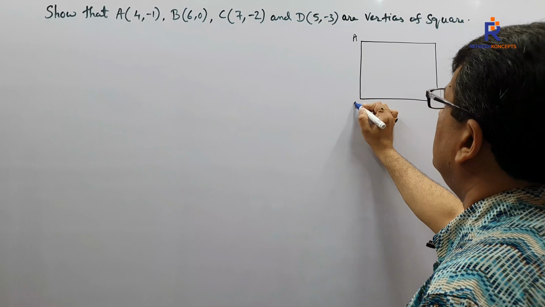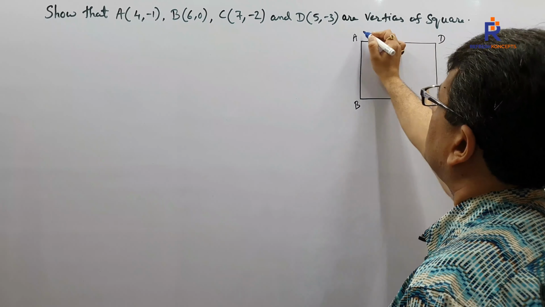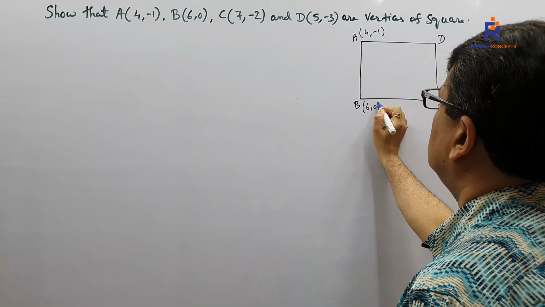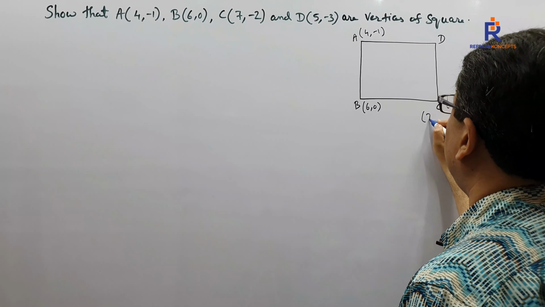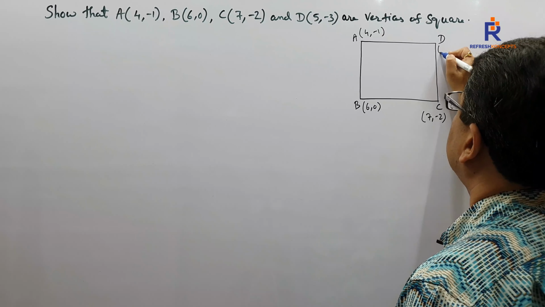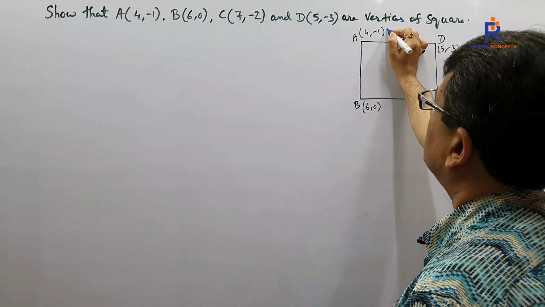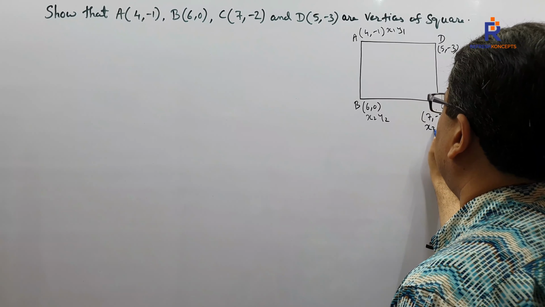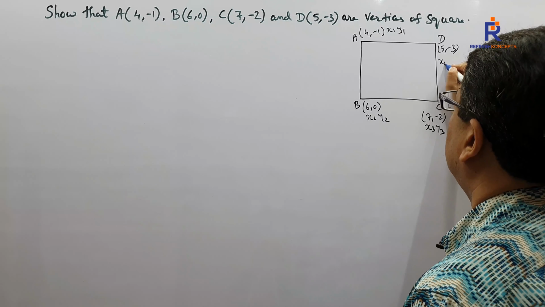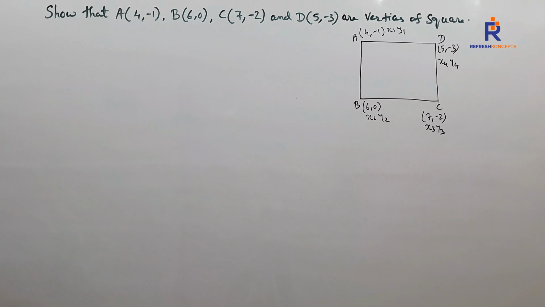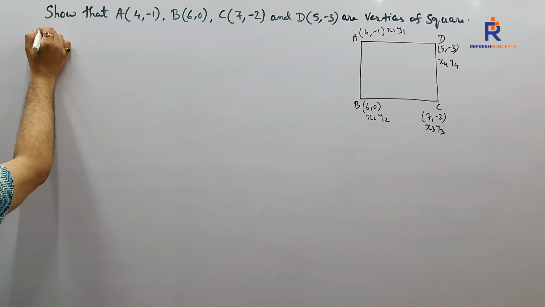A is 4, minus 1. B is 6, 0. C is 7, minus 2. D is 5, minus 3. Here these are x1, y1, x2, y2, x3, y3 and x4, y4. Let's start our solution in absolutely the same way. Solution.